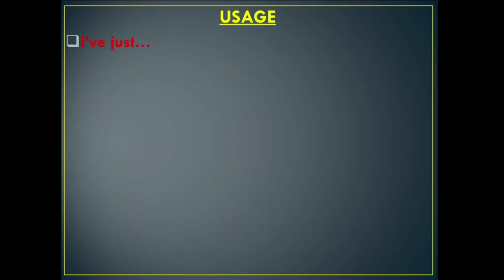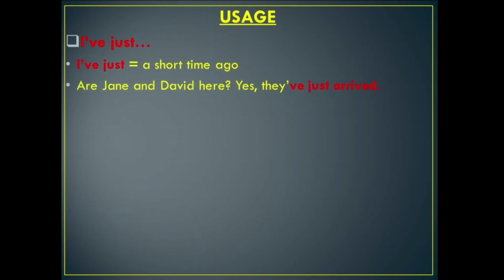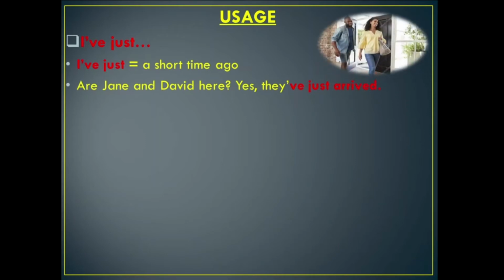And in present perfect, we also have different usages. I have just, which means a short time ago, maybe within 1 minute or 5 minutes. So we say I have just finished. When you say I have just finished, it means you have just finished within a short period of time.